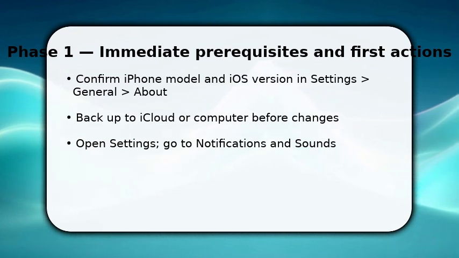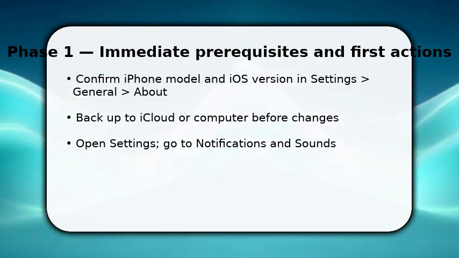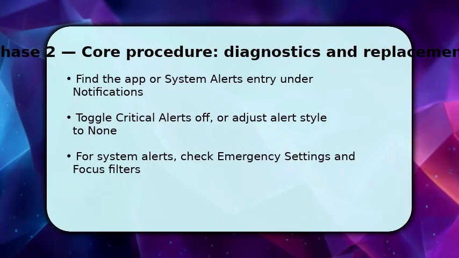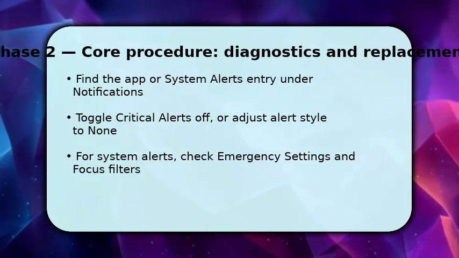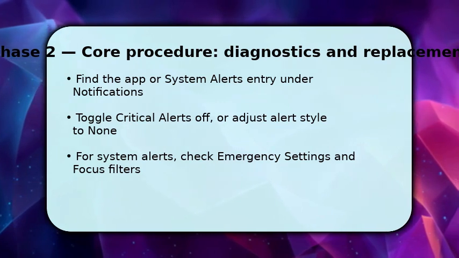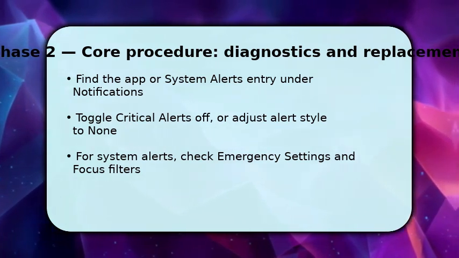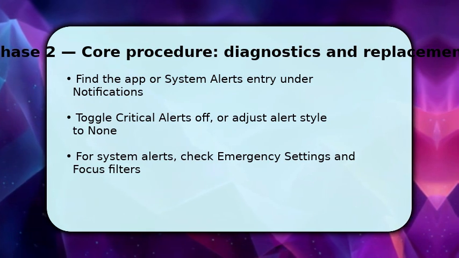You now find the specific app or system alerts entry under Notifications and tap it. This is the control center for that sound or banner. Once there, toggle critical alerts off if available or change the alert style to none to stop banners and sounds.